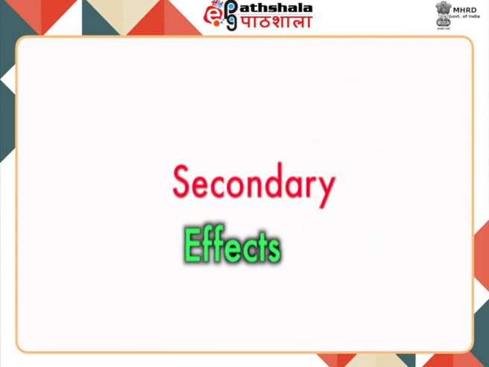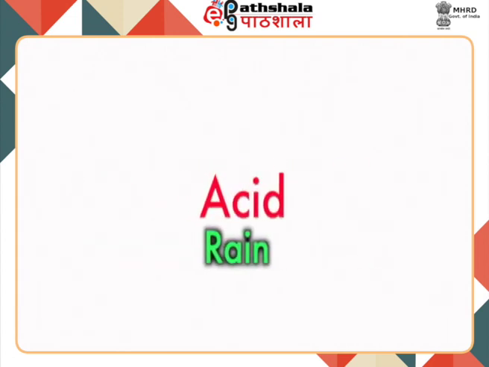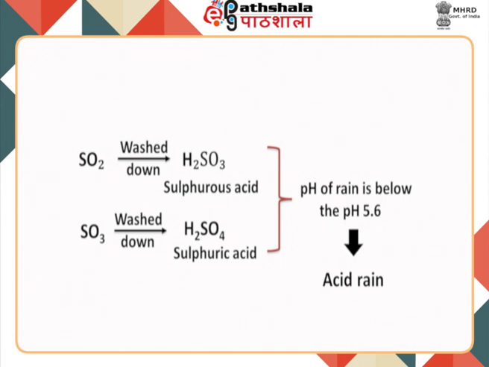Secondary effects, for example, acid rain. The SO2 and SO3 in the atmosphere are washed down with rain in the form of sulfurous and sulfuric acid, H2SO3 and H2SO4. The pH of such rain is much below the normal pH of 5.6 associated with normal rainwater, and this kind of rain is therefore called acid rain.